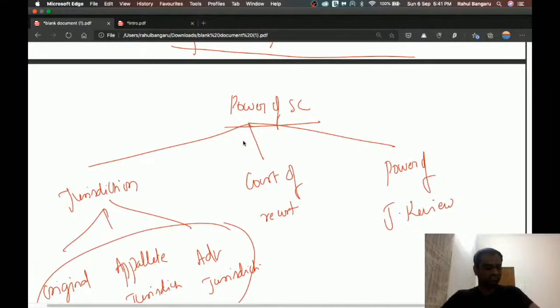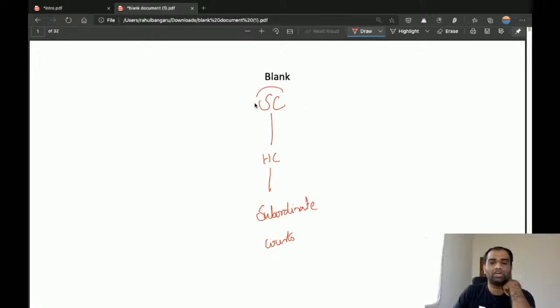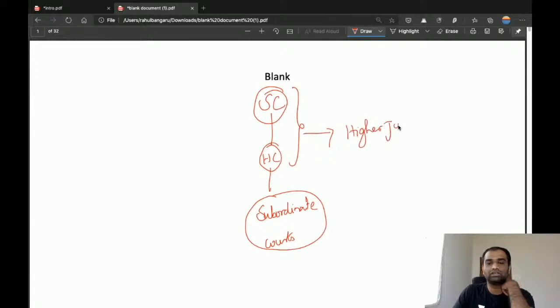So yes, what I taught in my previous class, so that only you can understand what I'm going to teach today. So here in India, we follow an integrated system of judiciary where we have Supreme Court. Below Supreme Court, we have High Court. Below High Court, we have subordinate courts. Both Supreme Court and High Court are termed as higher judiciary, and any court below the level of High Court will be termed as subordinate courts.